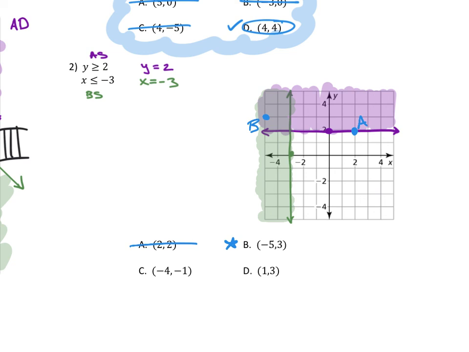Answer choice C is -4, -1. Is that in my shaded region that I want? No, it's only in the green shaded region. That's only less than the green one, not greater than the purple. And 1, 3 is right here. Is answer choice D in my super shade? Nope. Which means answer choice B is in the solution set for this system of inequalities.